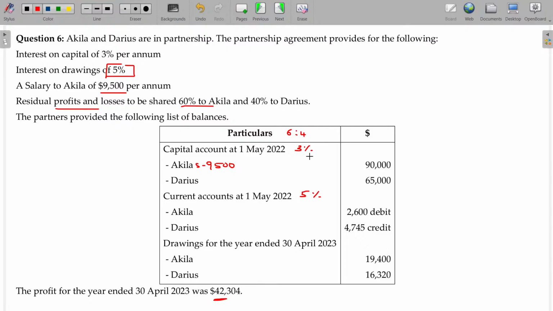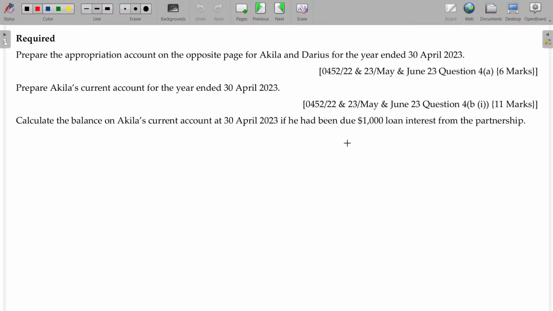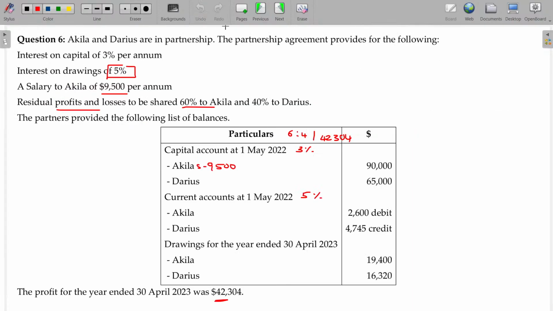And profit for the year being $42,304. So you have to prepare the appropriation account and the current account of Aquila. Calculate the balance on Aquila's current account on 30th April 23 if he had been due $1,000 loan interest from the partnership. The last part we will discuss later. So we'll try to finish the first two, as these are similar to the earlier illustrations we have discussed.